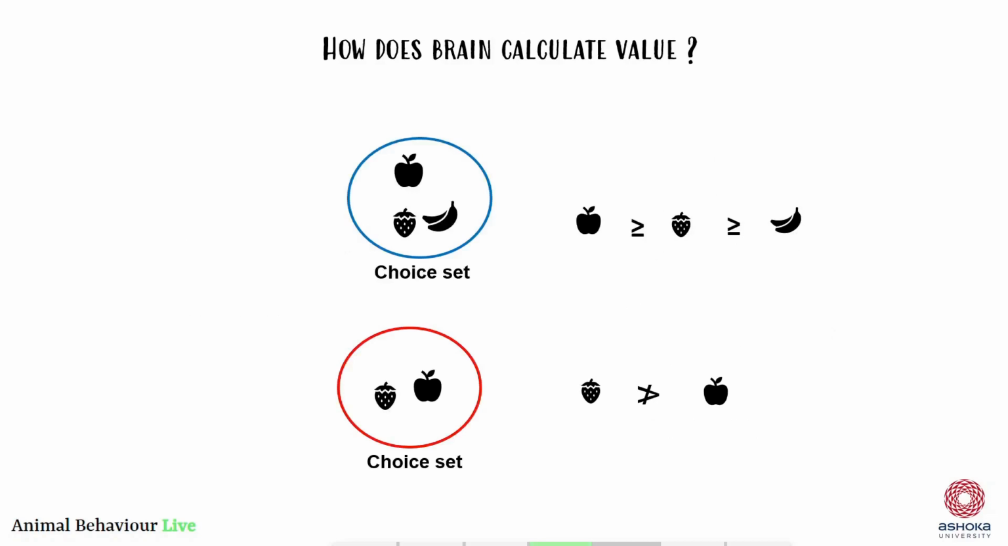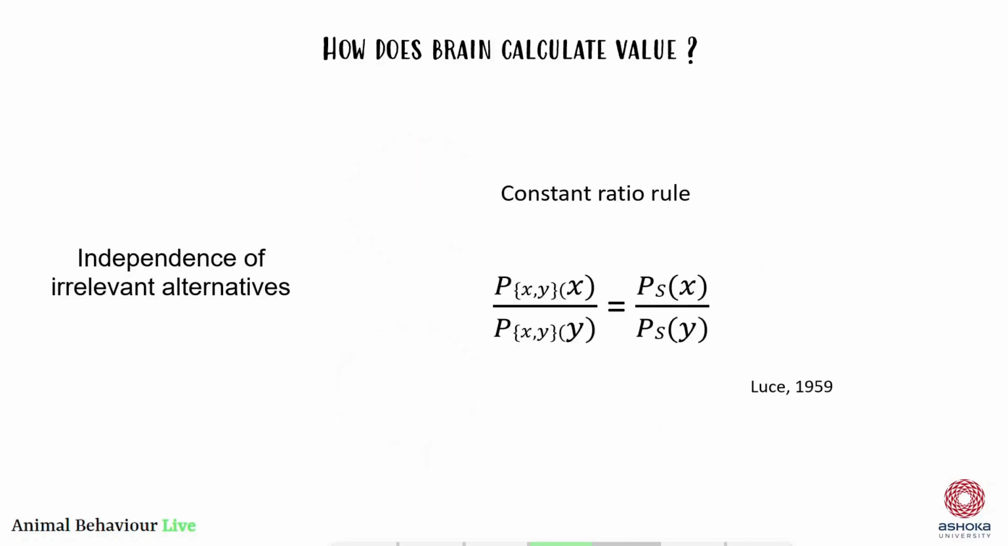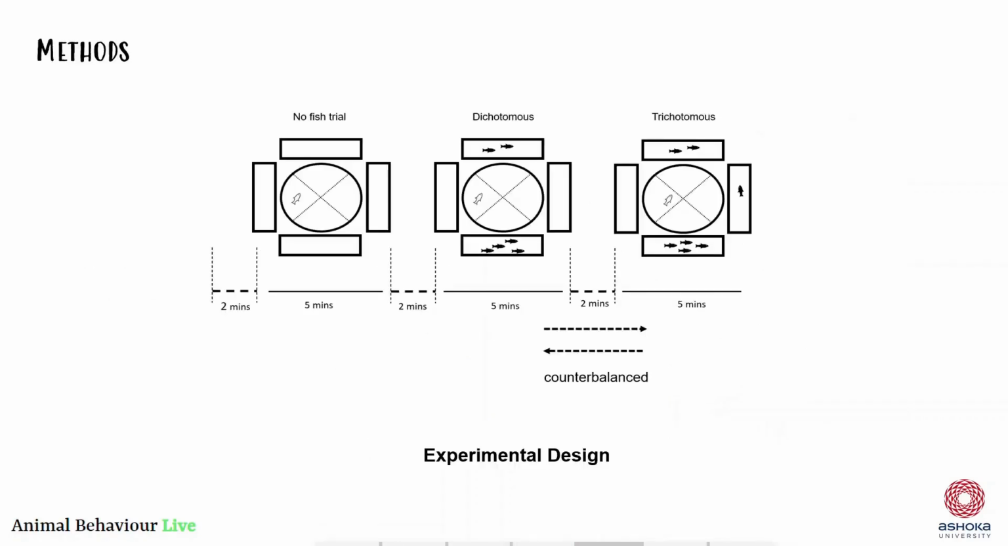According to independent valuation models, if one has a stable order of preference of apples to strawberries and strawberries to bananas, one should prefer apples to strawberries even when bananas are removed from a choice set. This is referred to as the axiom of independence of irrelevant alternatives. Mathematically, the probability of choosing option X over Y should remain constant even with change in a choice set.